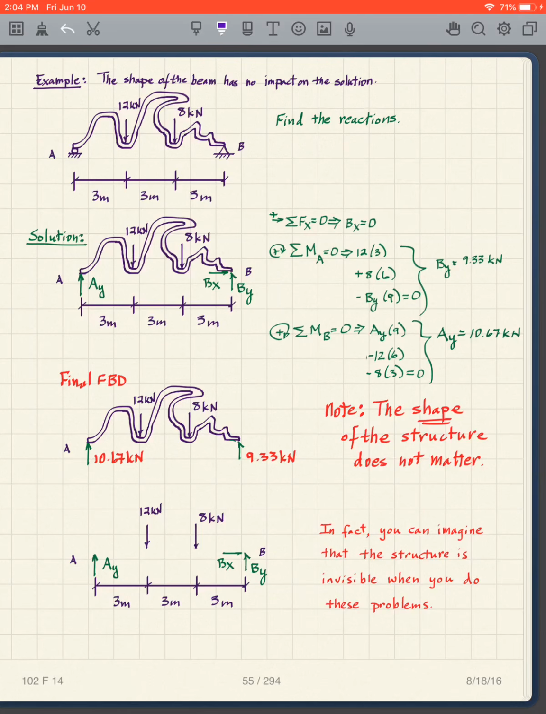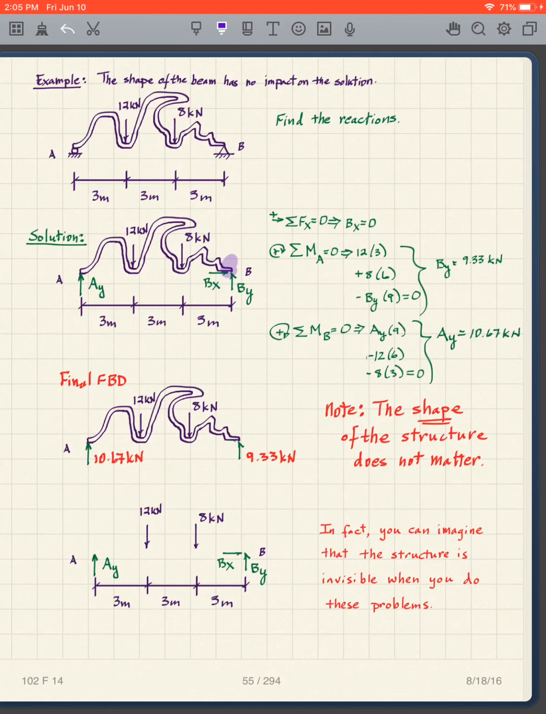Yes, the beam is there, but when I take moments about A, I just do it the way that I always do, which is, I'm going to have 12 times 3 and 8 times 6 and BY times 9. So I have all of those, and I solve for BY, getting the signs correct. And then I take moments about B, it's the same thing. I have AY times 9, 12 times 6, 8 times 3.